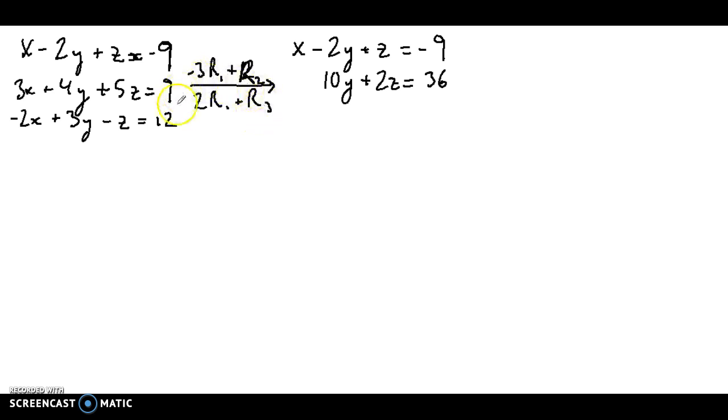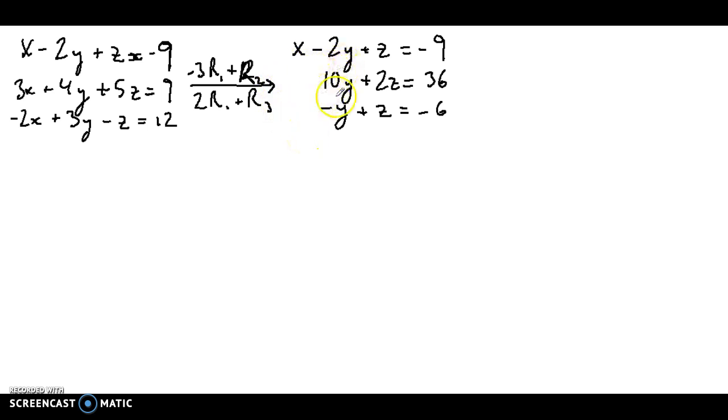And now we go to row 3. It's also changing. We're going to add 2 times row 1 to it. So we'll take -2 plus 2 is 0. We don't need to rewrite it. 3y minus 4y, 2 times 2 is 4, is -y. And then -z plus 2z is +z. And then finally 12 minus 2 times this, or 12 plus 2 times -9, I should say. 12 plus -18 is -6. And so we have eliminated our x's.